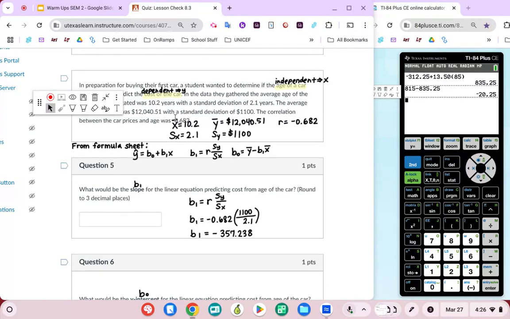Now I'm worried that it wasn't negative. Did I cover up the negative there? Let me erase that. Okay, it is negative. So negative 0.682. I was afraid my X bar was covering it up.